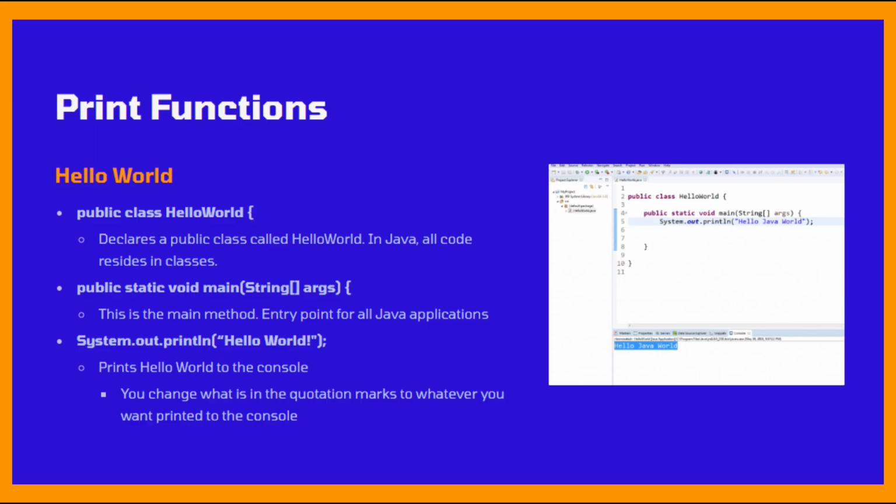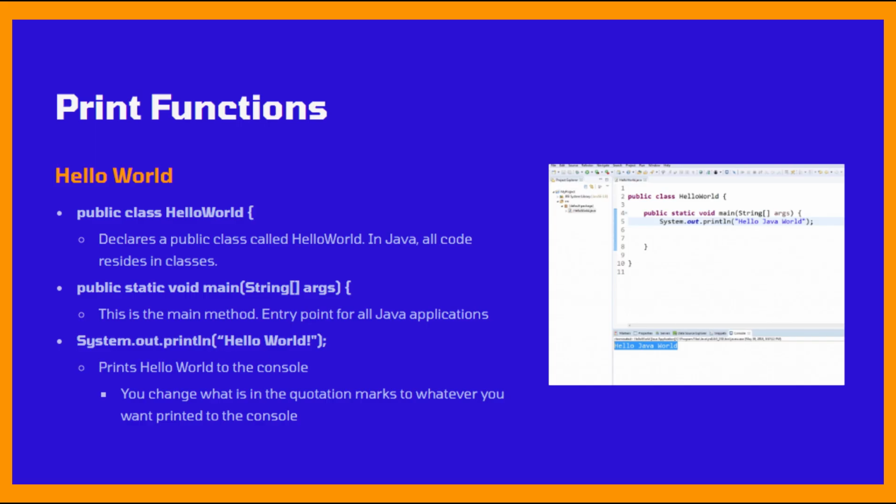Public means that it can be accessed by the system. Static means that it belongs to the class and doesn't need an object to run. Void means that it doesn't return any value, and main is the name of the method. And inside the parentheses, String[] args just means that it can take in information if we need to provide any when we run the program.